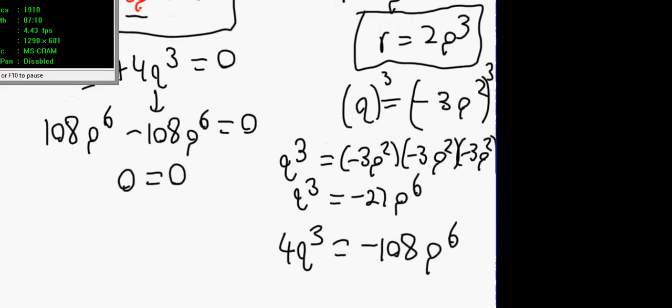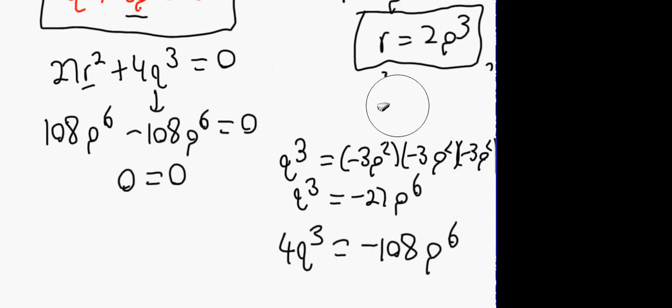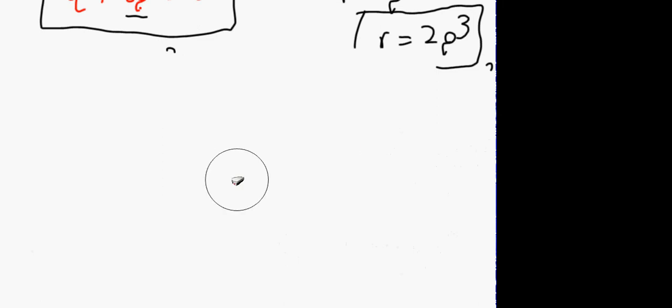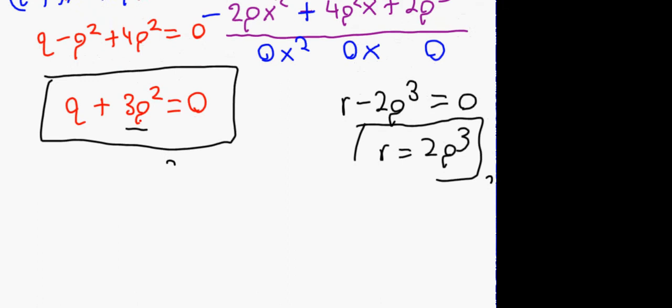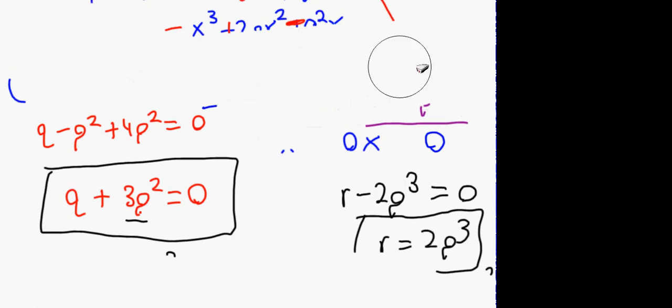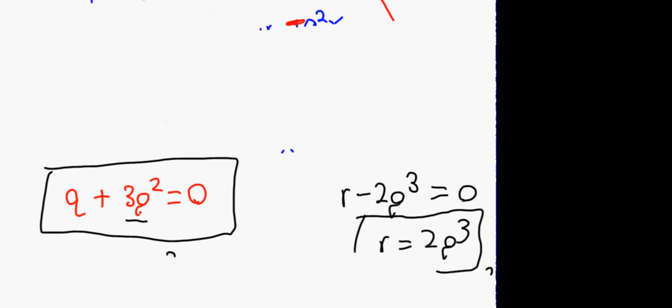There's two formulas I had at the start. The two formulas were r equals 2p cubed, and the other formula I had was q plus 3p squared equals 0. Now they've given me a question here, and I haven't seen a question like this before, and I'm actually going to have to figure out how to do this.